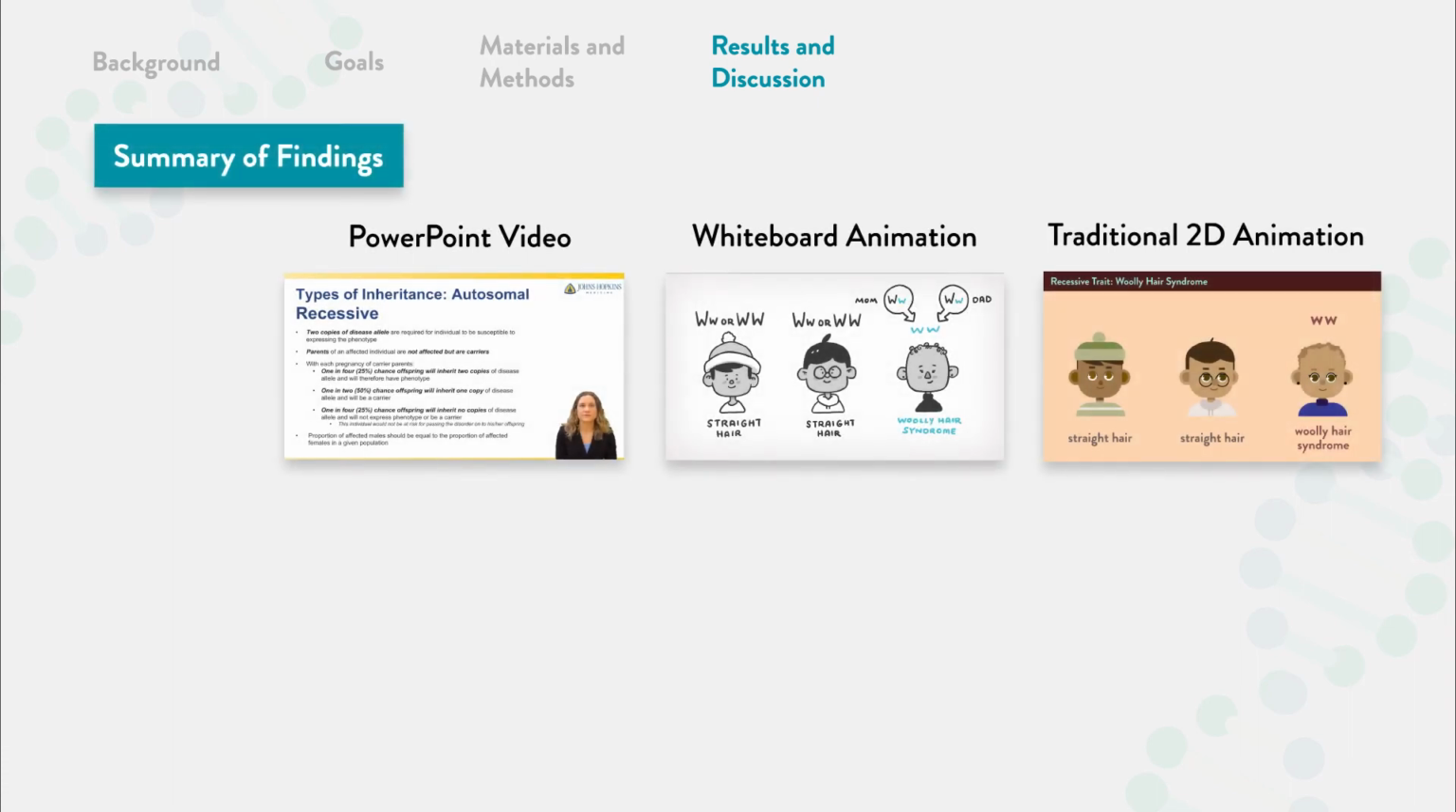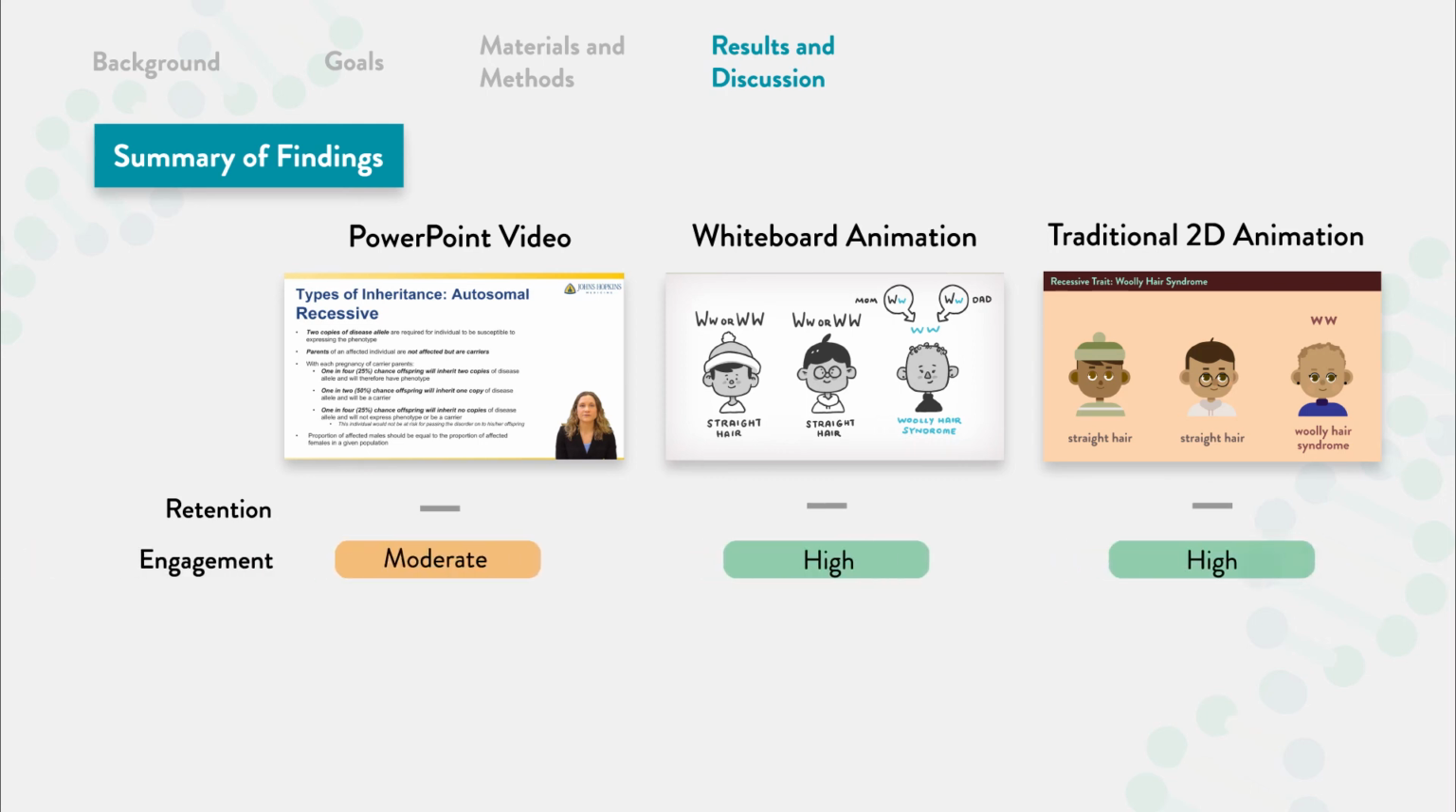After we compiled all our findings together, we can see that the retention did not vary significantly between the 3 video types. Both animations fared significantly better on engagement scores than the PowerPoint video. Finally, production speed is fastest creating a PowerPoint video and slowest creating a traditional 2D animation.